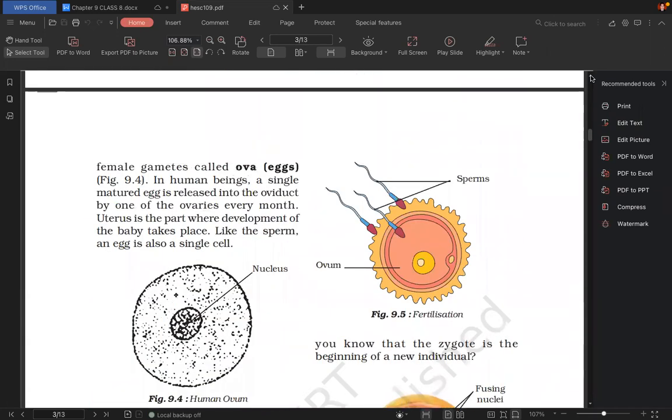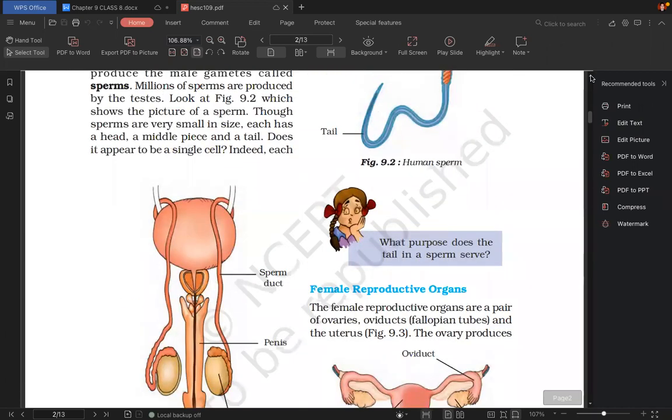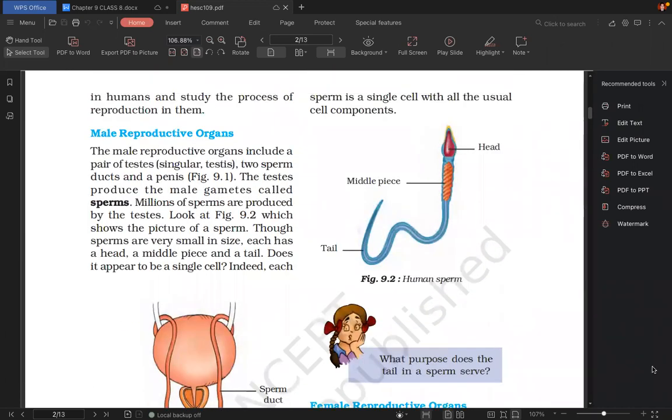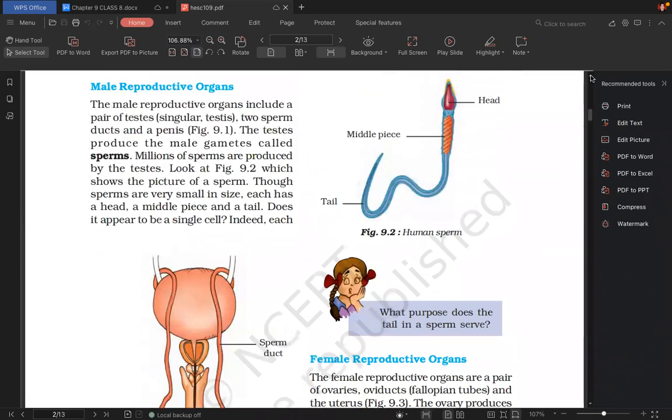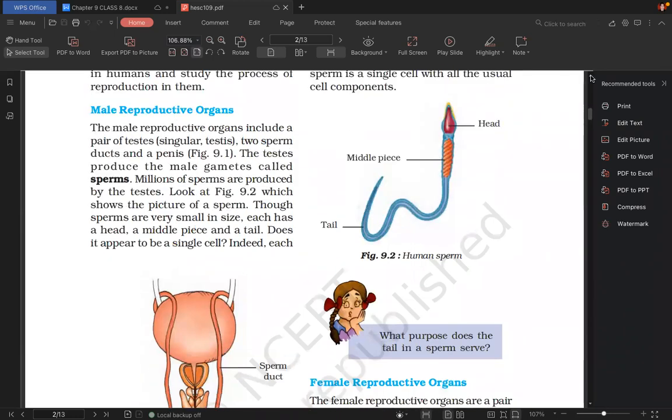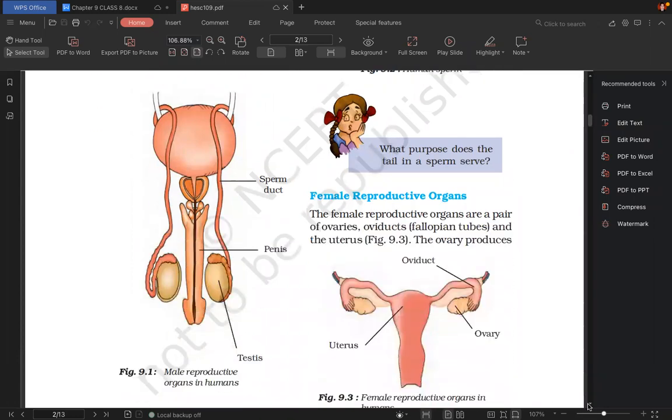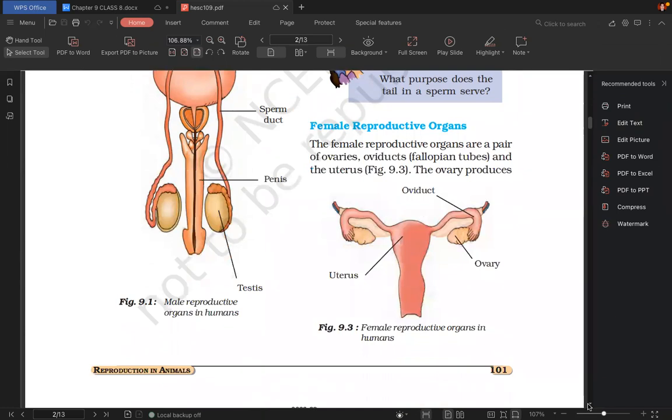Now you have to draw. Here I have a few diagrams that you will draw. First, you will draw figure 9.1, the male reproductive organ in humans. Then figure 9.2, that is the human sperm. Human sperm also you have to draw in the copy. Then you come to figure 9.3, female reproductive organs in humans, extremely important.